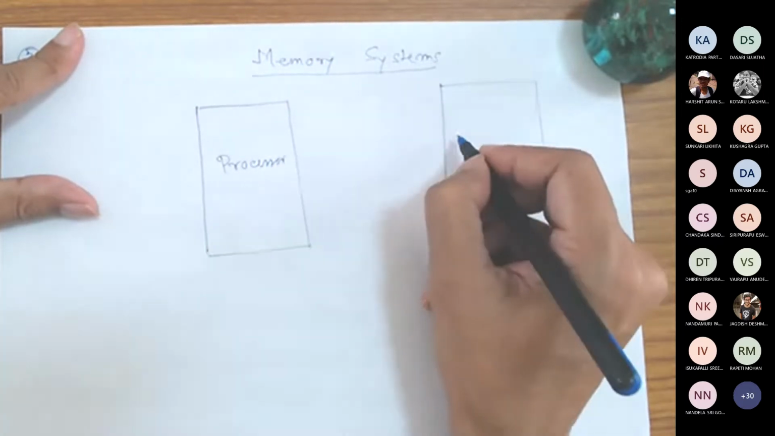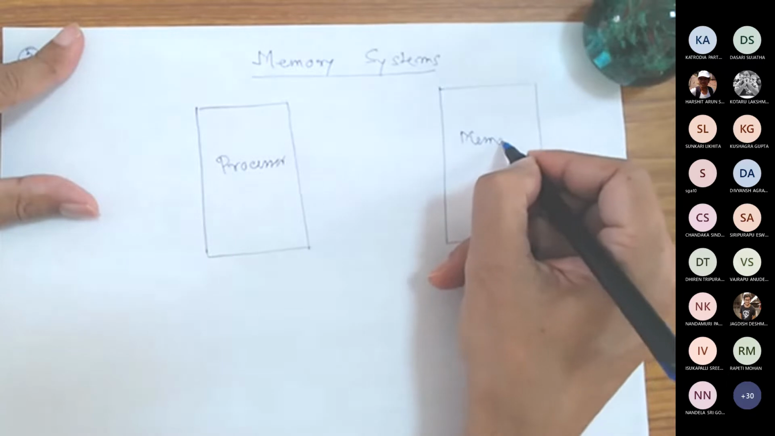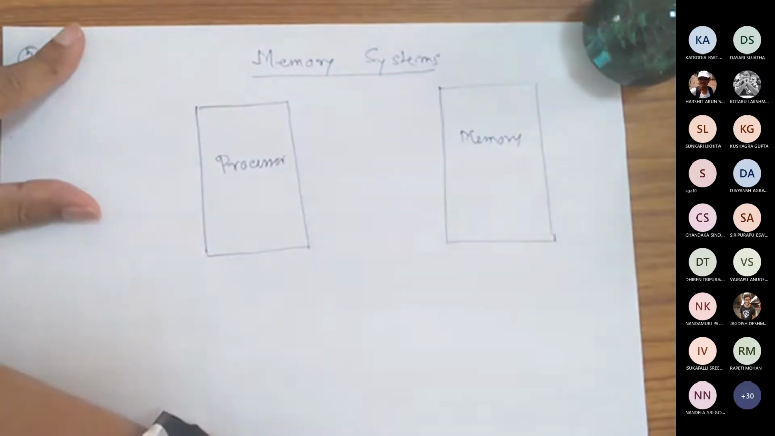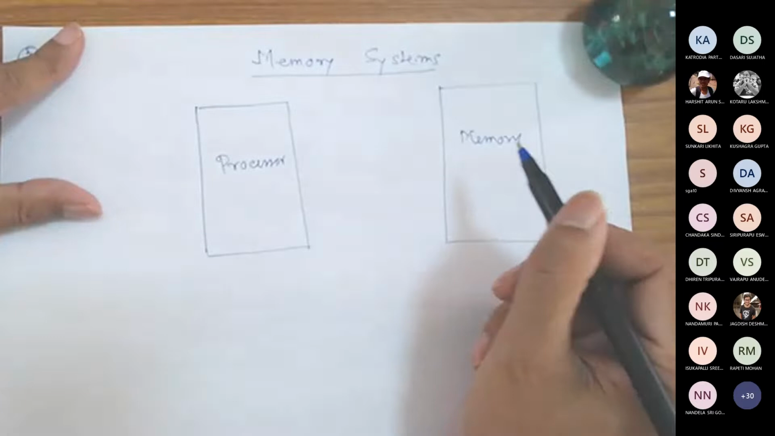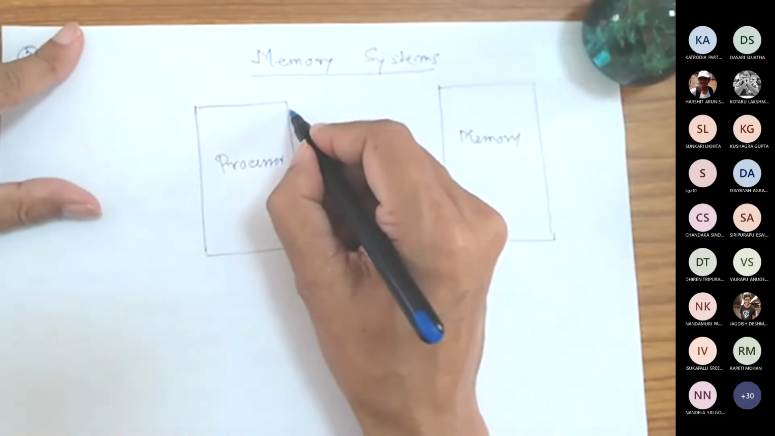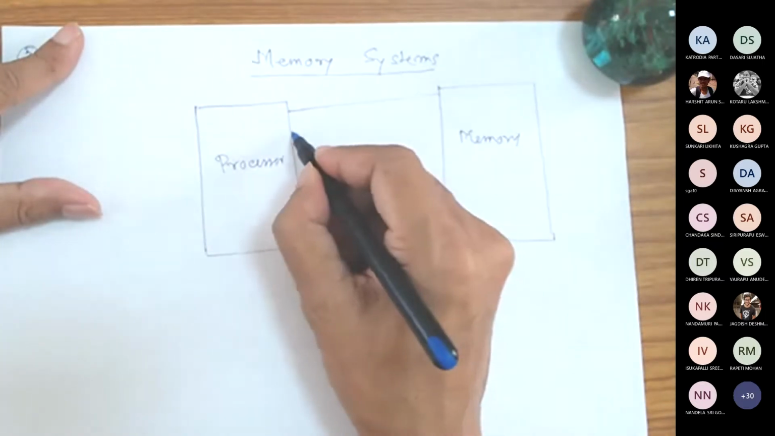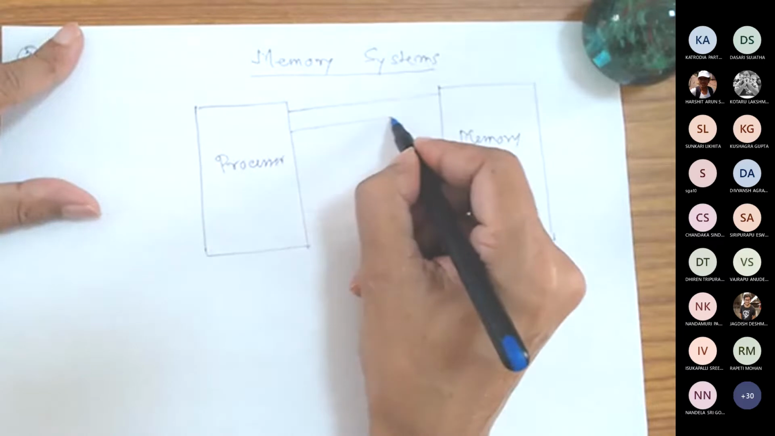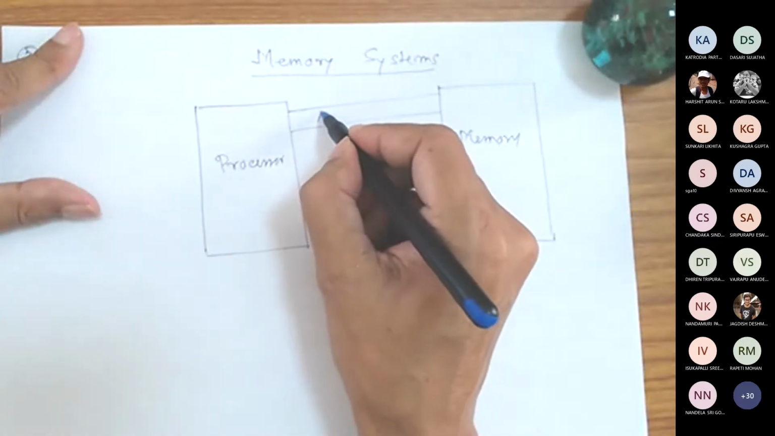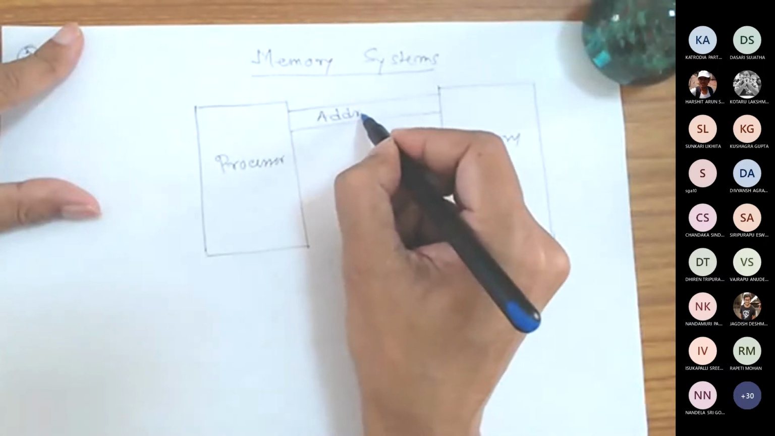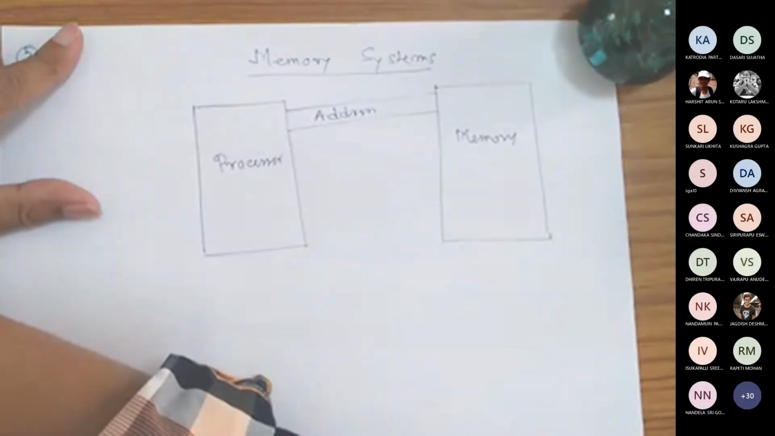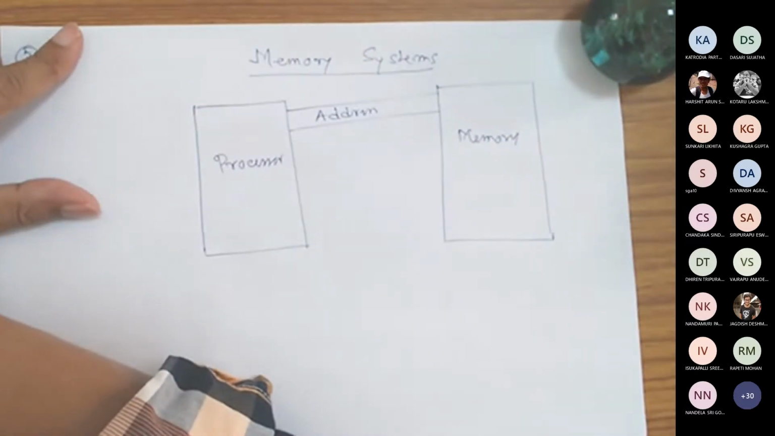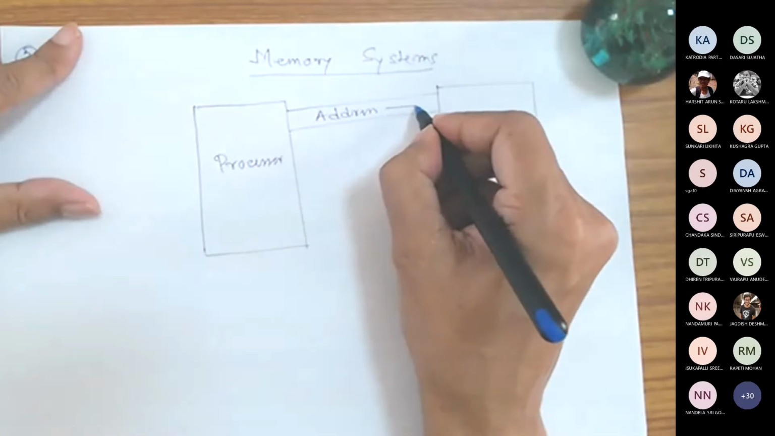communication happens. A very simple diagram looks like this. We have processor to memory connections. So there are several types of connections. One is address. Usually, who generates the address? The processor generates the address. So the direction will be like this.